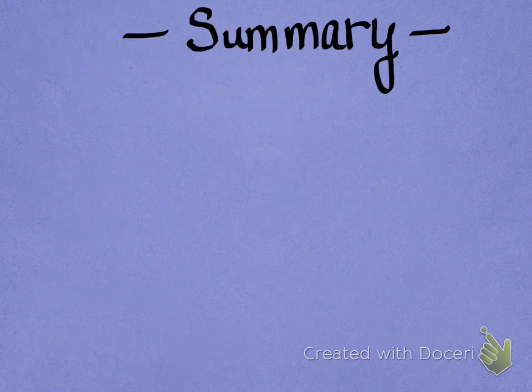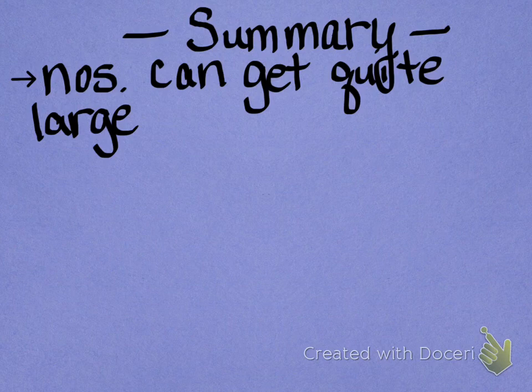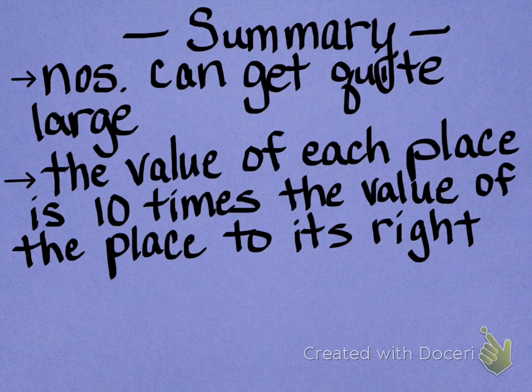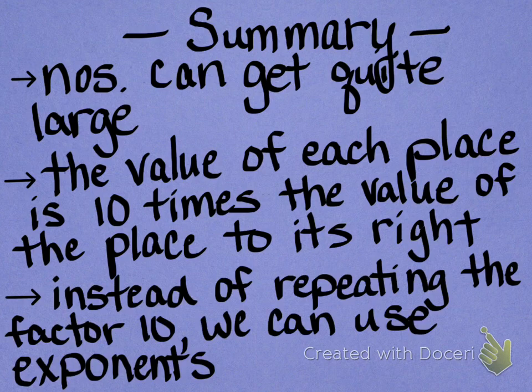Okay, to summarize what we've done today, we learned that numbers can get quite large, as we saw from our math message today, and that very, very large number. We learned that the value of each place is 10 times the value of the place to its right. And instead of repeating the factor 10, we can use exponents, so it's kind of a shortcut.